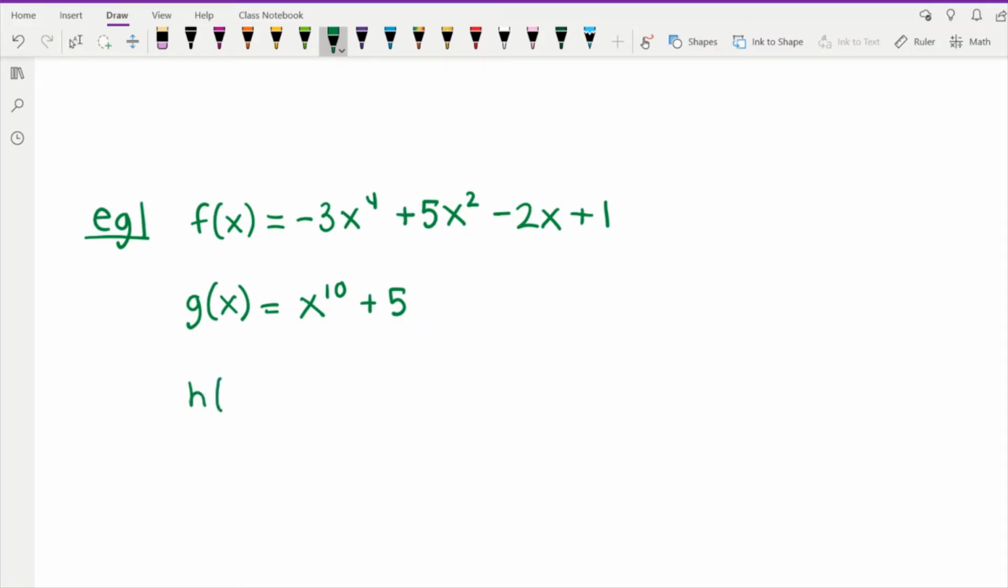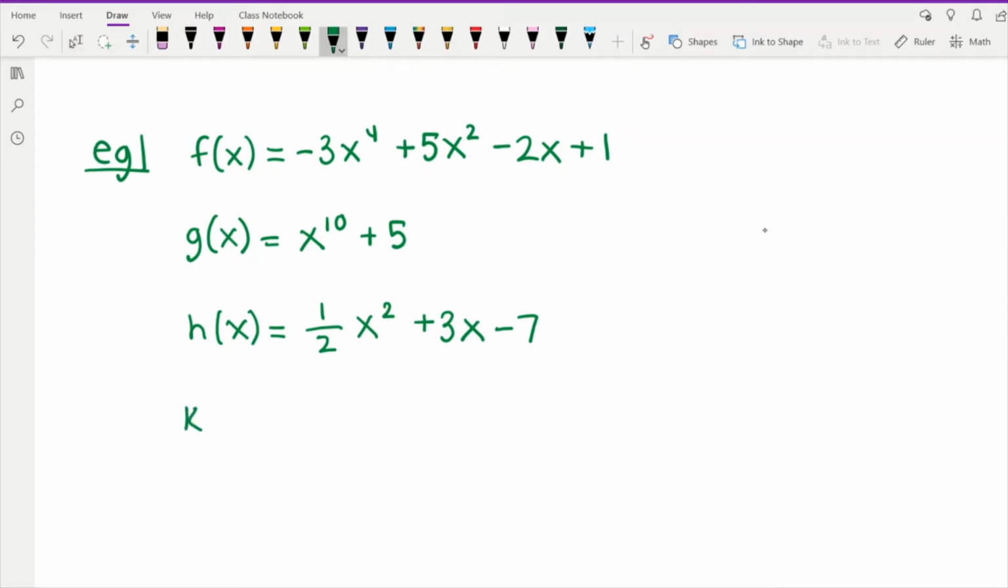Another example of a polynomial would be 1/2 x squared plus 3x minus 7. So this might look familiar, right? So what I just wrote down, that is actually a quadratic function. So it turns out that quadratic functions are just a special type of polynomial. So polynomial is like the more general category, and quadratic functions are a specific type of polynomial. Similarly, you could also have a linear function. So 5x plus 1, that is a polynomial.